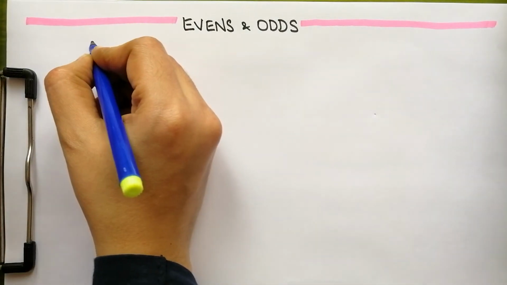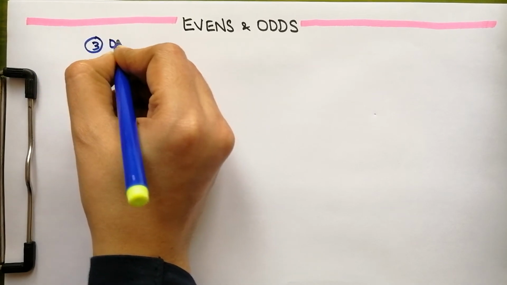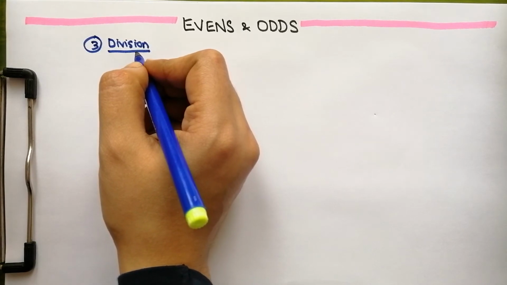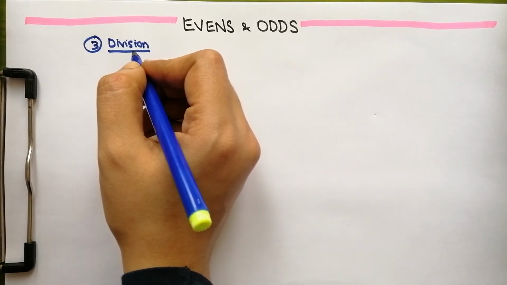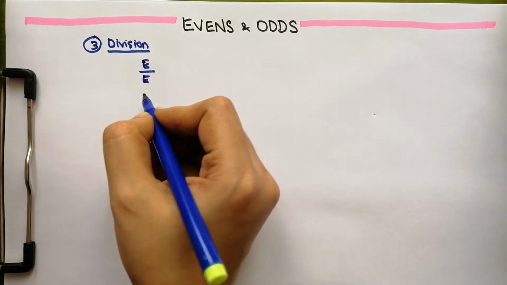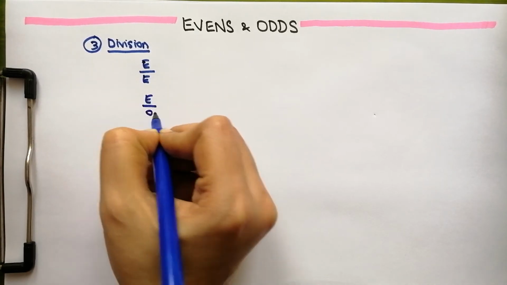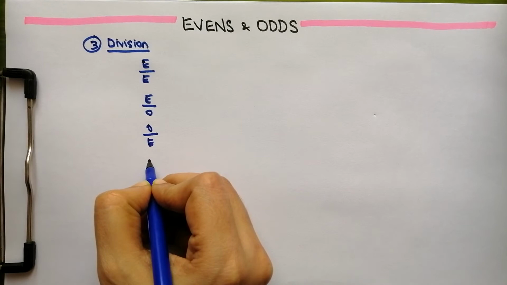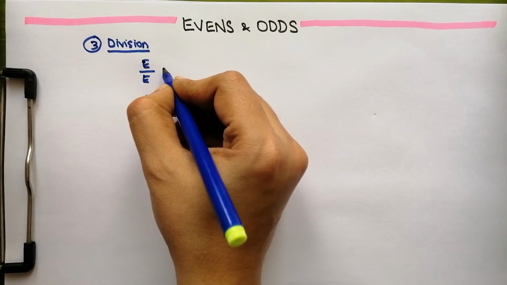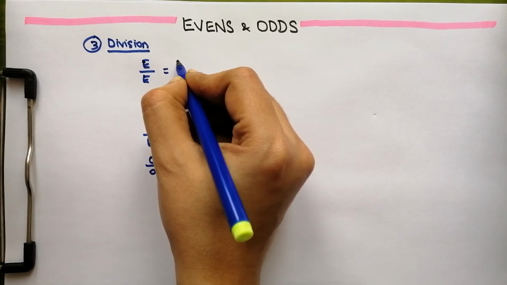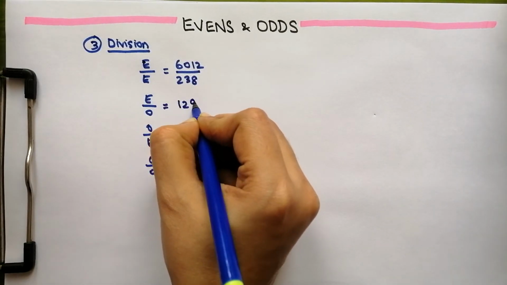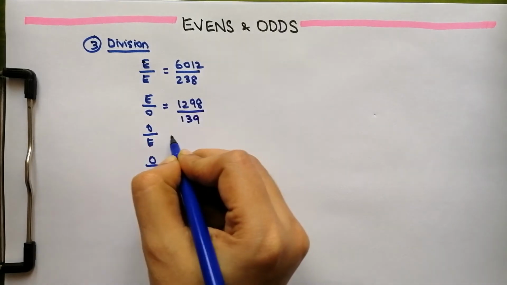Next we will see division. In this also we will be using the same concept as in multiplication. There will be four different cases. One is you're dividing even by even, other is even by an odd number, odd by an even number, and odd by an odd number. Let's see this with an example. I'm going to pick any random numbers and we'll try to understand.